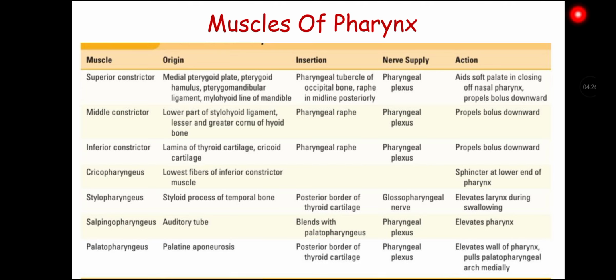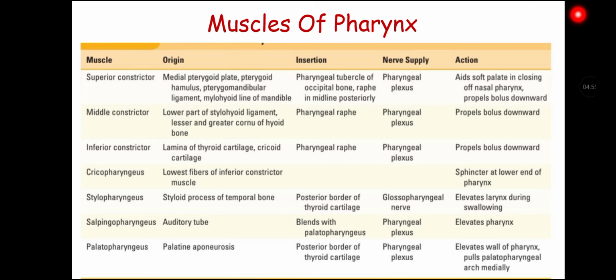Superior constrictor muscle originates from medial pterygoid plate, pterygoid hamulus, and pterygomandibular ligament and mylohyoid line of mandible. And it inserts into the pharyngeal tubercle of occipital bone and raphe in middle line posteriorly. It is supplied by pharyngeal plexus. It aids in soft palate closing of nasal pharynx. It also propels bolus downward.